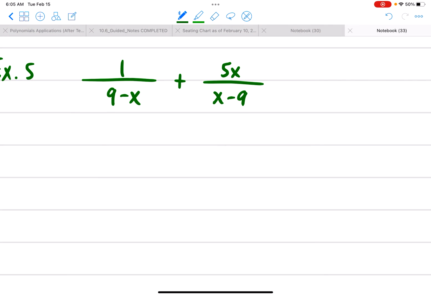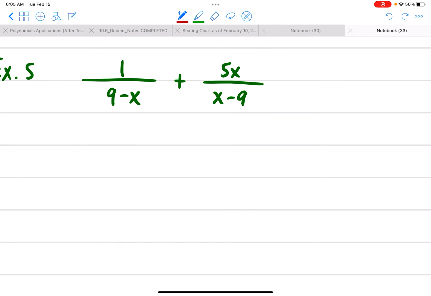All right, this one's a little weird. These can actually be done very quickly. If you get a common denominator of 9 minus x times x minus 9, that'll work. It's not wrong. But there's actually a quicker way to do this, and that is to realize that 9 minus x is just x minus 9 times negative 1.